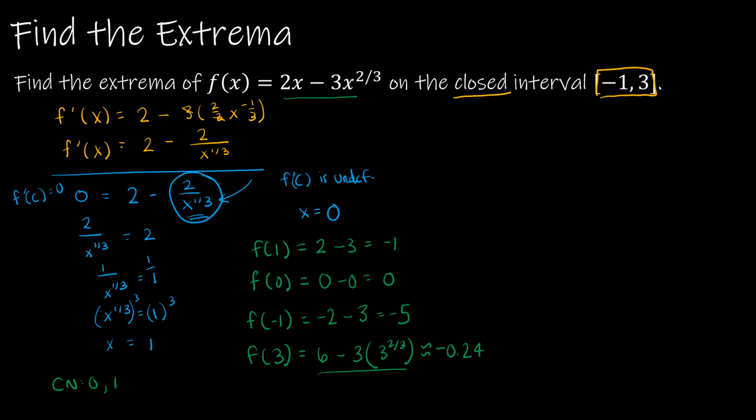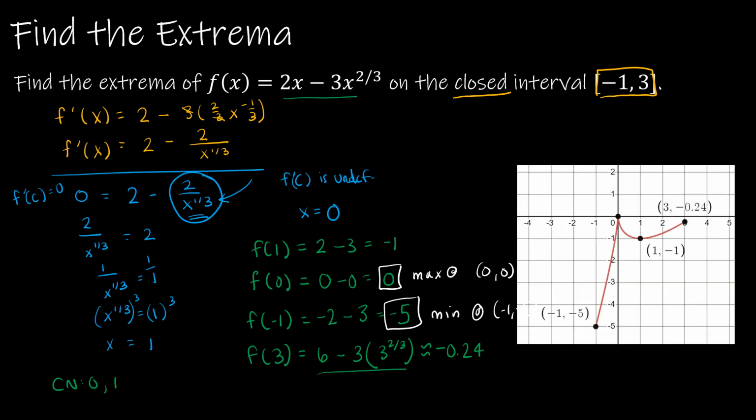So now again, what are the extrema? I need to find the min and the max. So the minimum value is at -5, and again at -1, -5. The maximum value appears to be at 0. So 0 is a max, and that's at 0, 0.